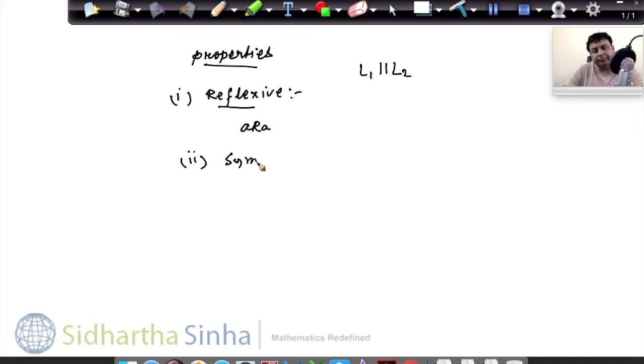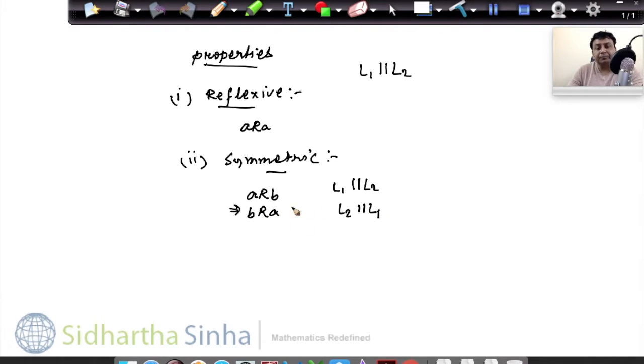Symmetric. Symmetric property, if A is related to B, should imply that B is related to A. Okay. So what happens if I say L1 is parallel to line L2, then L2 is also parallel to L1. So obviously you see that A related to B implies that B is also related to A.